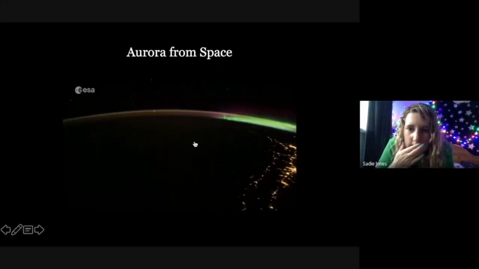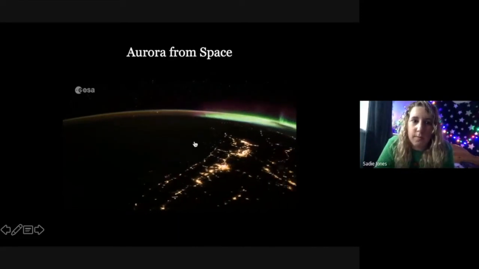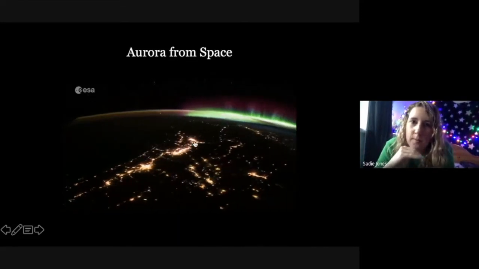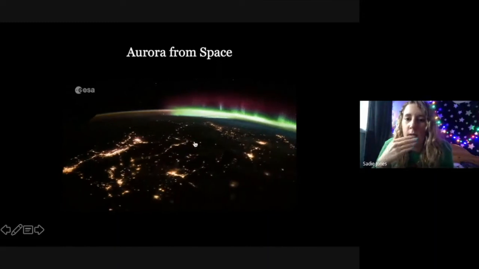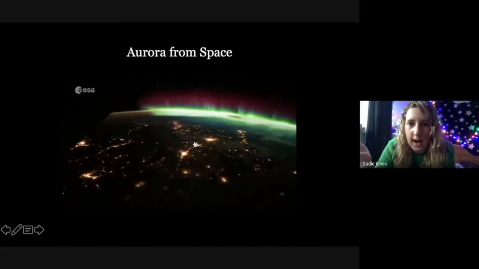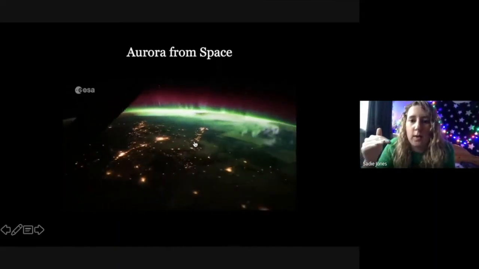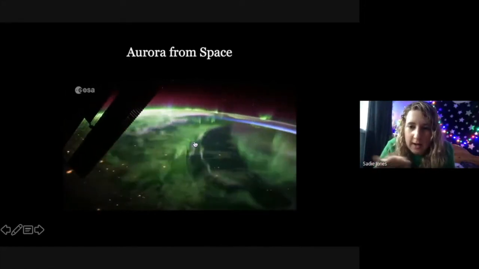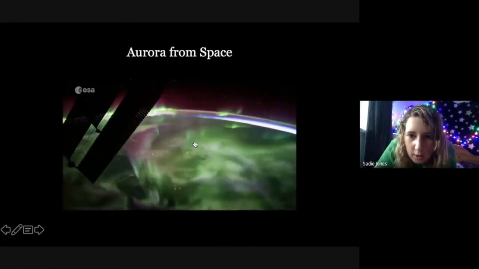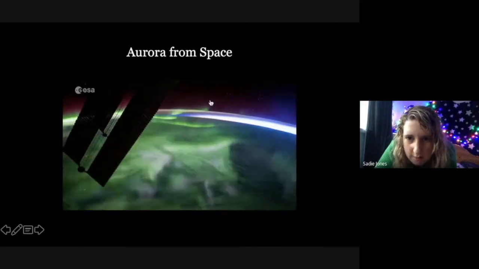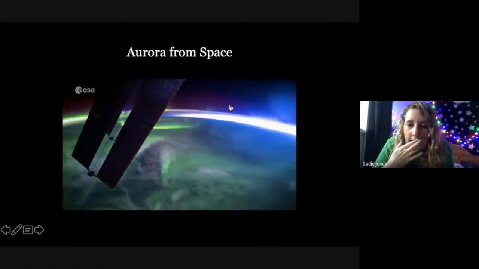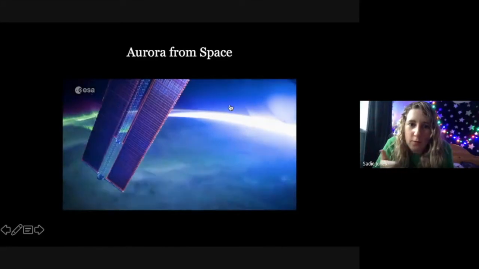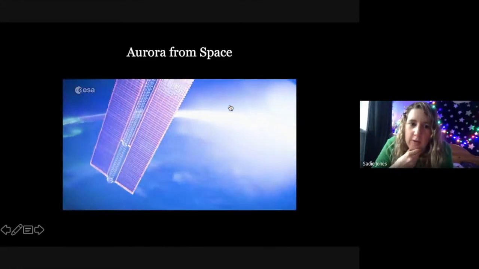So this is how you would see the aurora from space. This is specifically taken from the International Space Station. Because the International Space Station is higher up than the level of where you get the aurora, you can see it absolutely filling the dome of the Earth, and you see a lot more of the red aurora, which I will explain shortly.